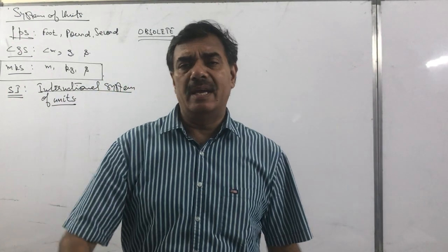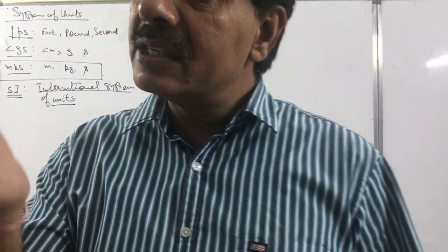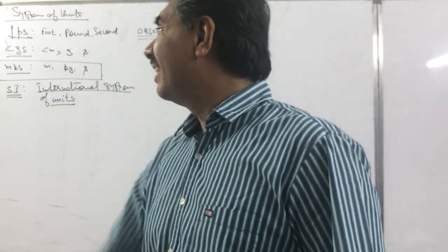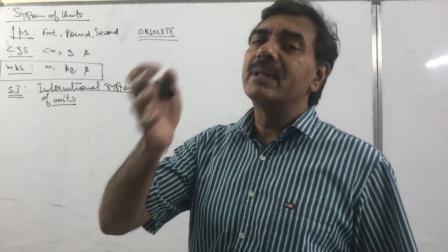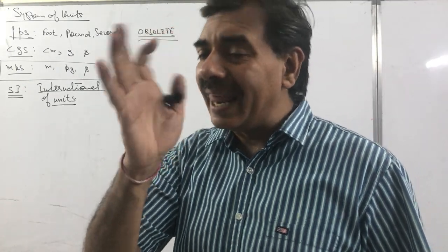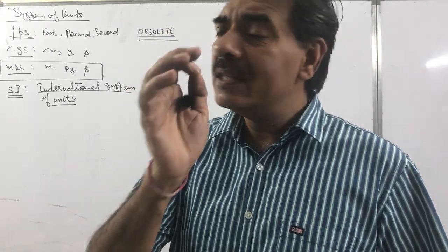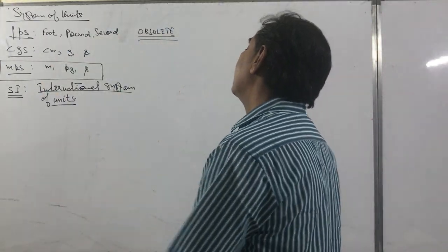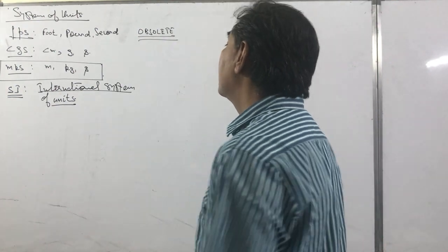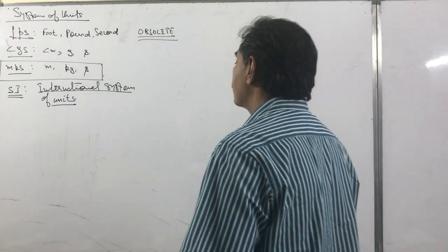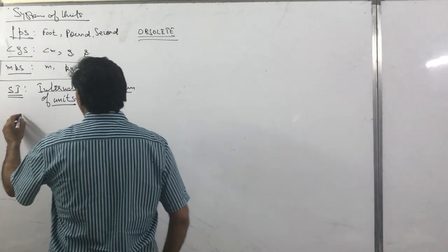It's simply called SI. The word system, the S is already there. SI is actually Systeme International, which is French, you know. It's the International System of Units. This is an extension of MKS.